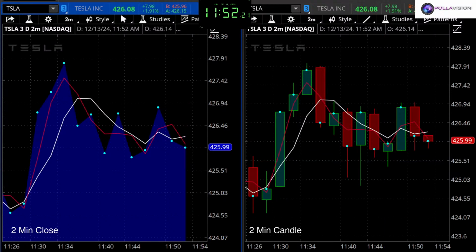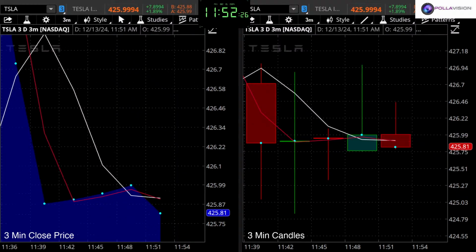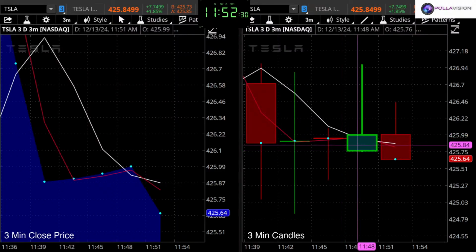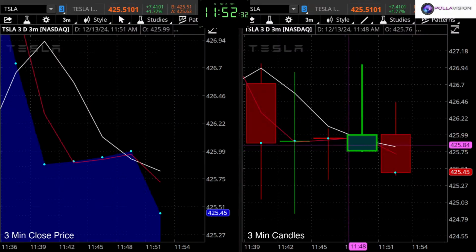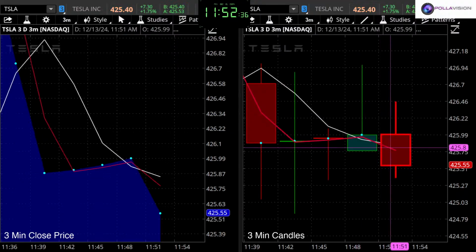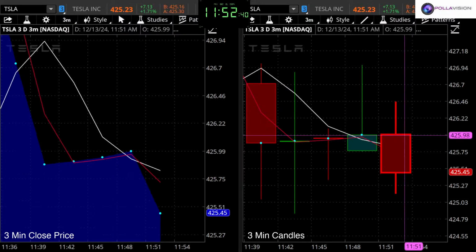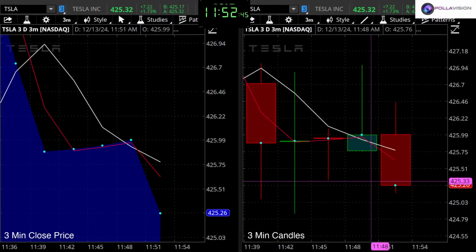Let's look at the 3 again. Okay, we had the 3. This green bar is outside that activity. So we had a 3. This is also a 3. It's above this, the entry. So still don't know where it's going.